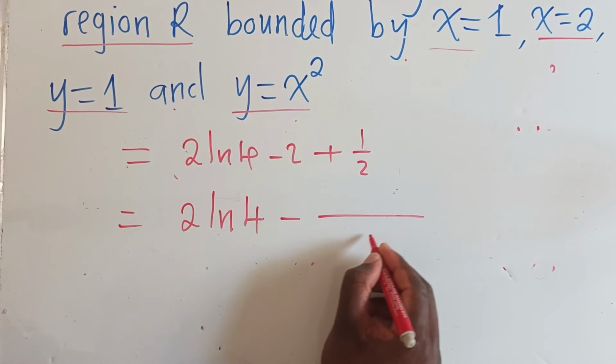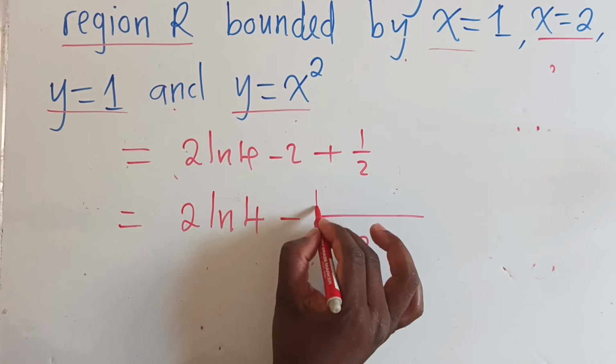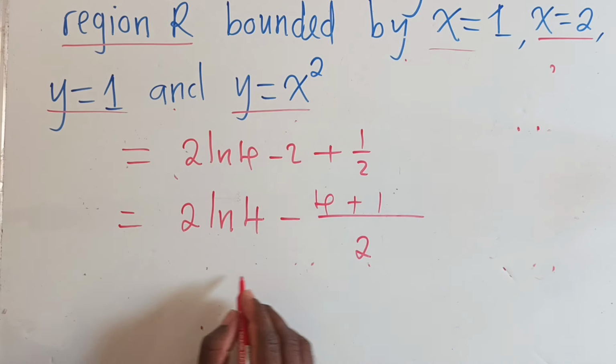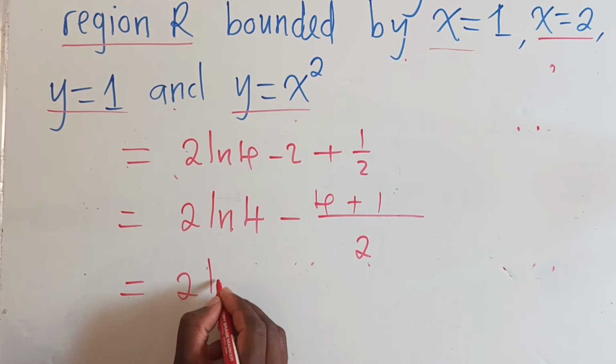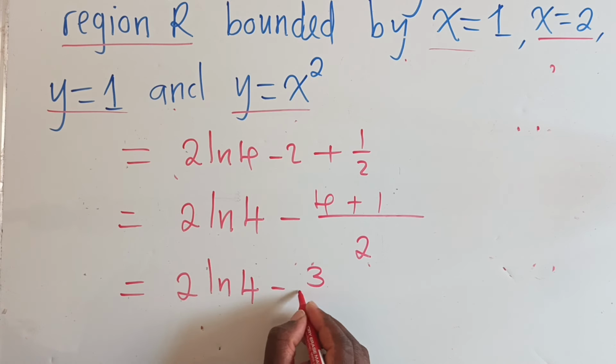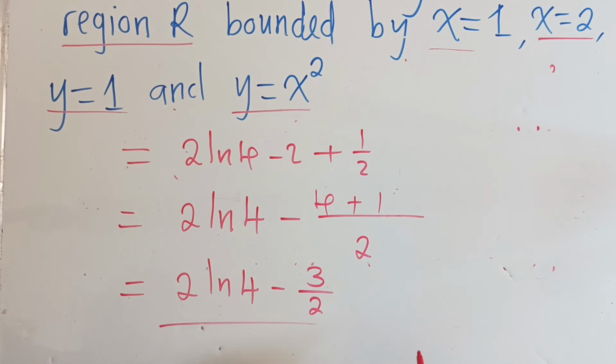We find the lowest common denominator, which is 2. This is giving us a 4 plus a 1, okay? And finally, our answer will be equal to 2 ln 4 minus 3 over 2. So this is our answer, 2 ln 4 minus 3 over 2.